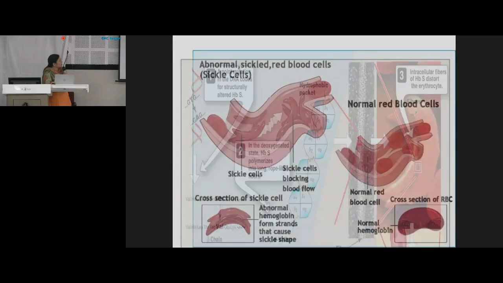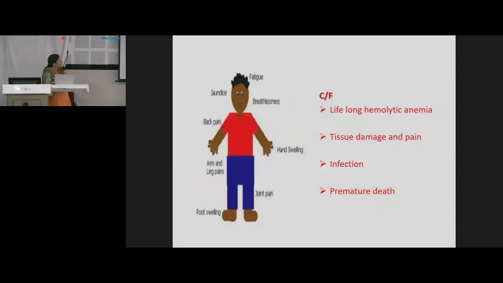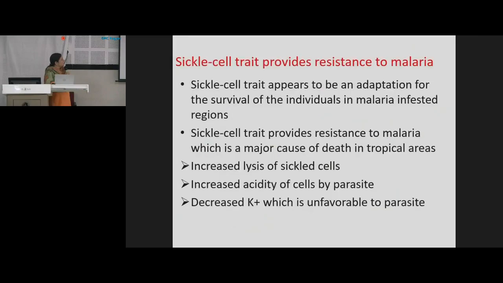Again, this is a point mutation. Now the clinical features are lifelong hemolytic anemia, tissue damage and pain, repeated infection, and premature death of the patient with sickle cell disease. Sickle cell trait has the significance that it provides resistance to malaria. That's why it is very common in the Mediterranean or tropical areas where malaria is endemic.